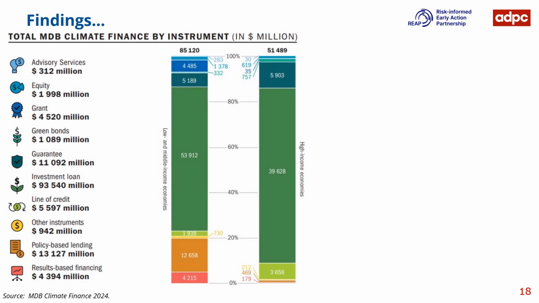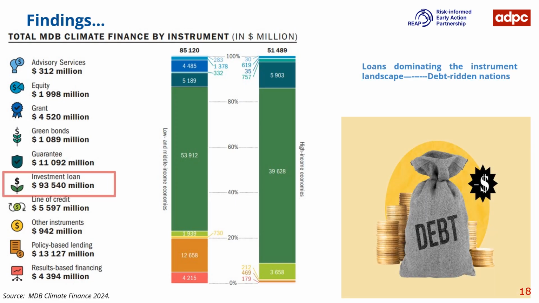This slide highlights the instrument mix of MDB climate finance. MDB finance is often dominated by loans, especially investment loans and policy-based lending. This is suitable for some investments, particularly large-scale infrastructure or revenue-generating sectors. However, it raises important concerns for countries facing debt stress or financing needs that do not generate direct financial returns. For adaptation, resilience, and early action, the quality and terms of finance are especially important.